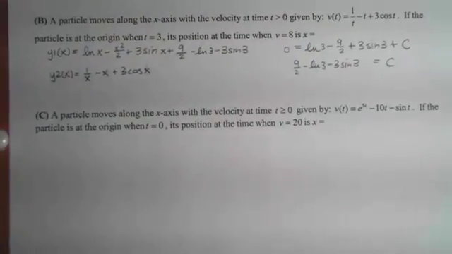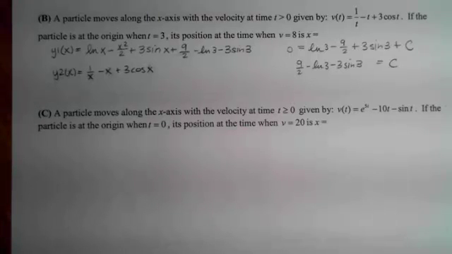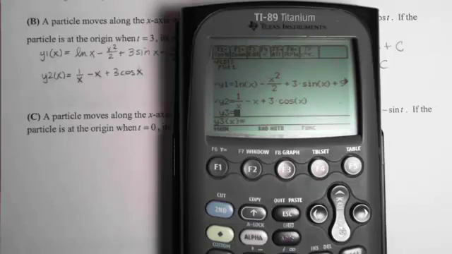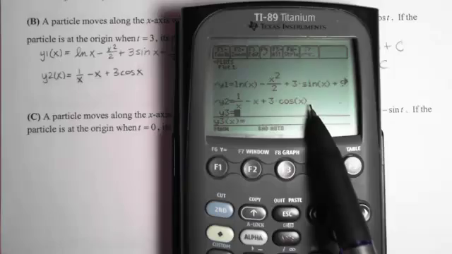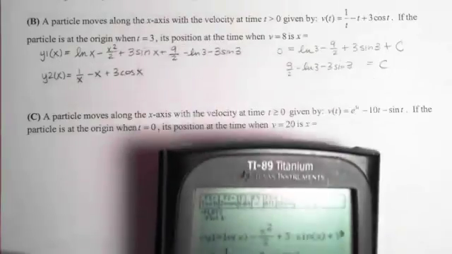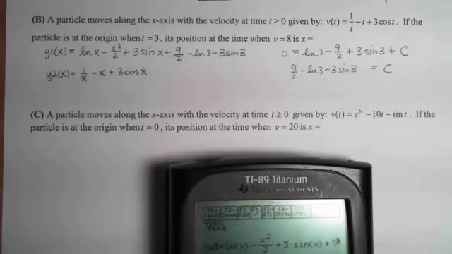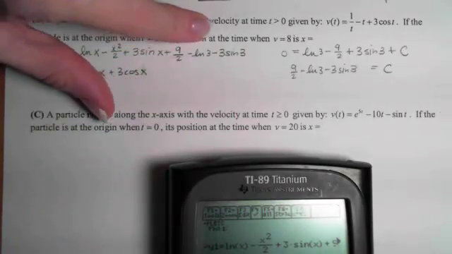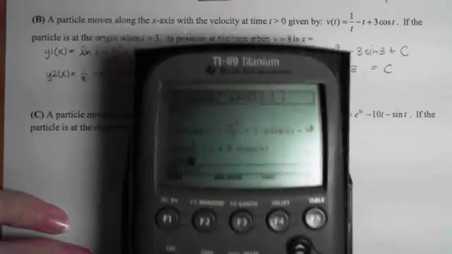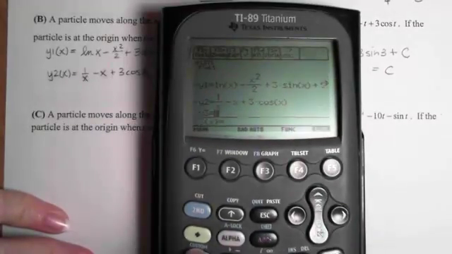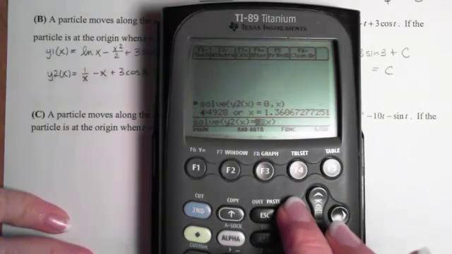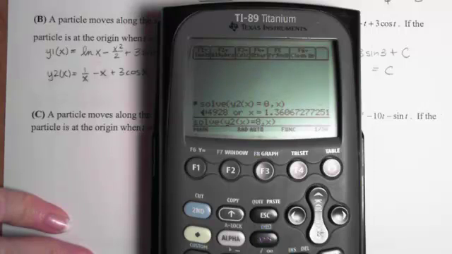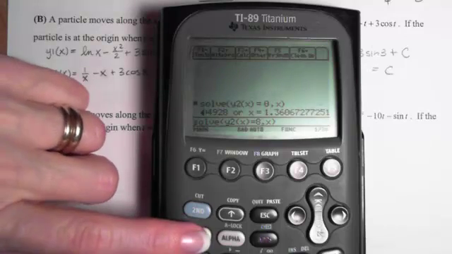So I'm going to take a break so I can put these into my y editor, and then I will resume. Okay, so I have put my position function into y1, I have put my velocity function into y2, and if we read the instructions here, it says we want to find the position at the time when velocity is 8. So what we're going to do on the home screen now is solve for when that velocity function equals 8.